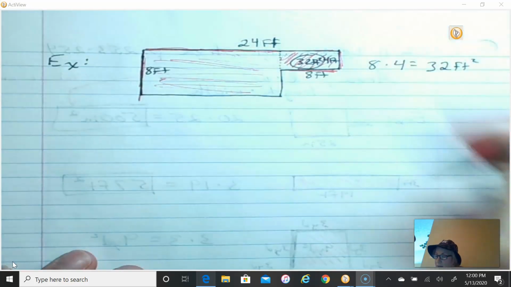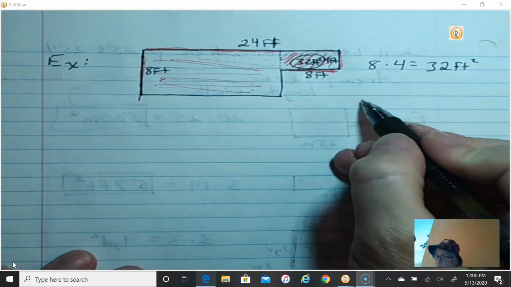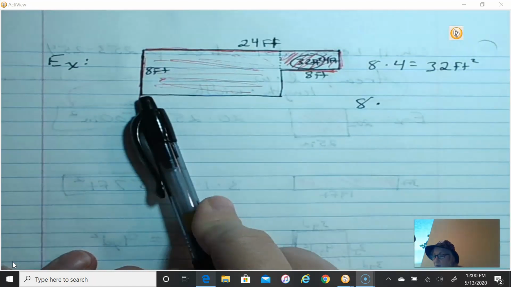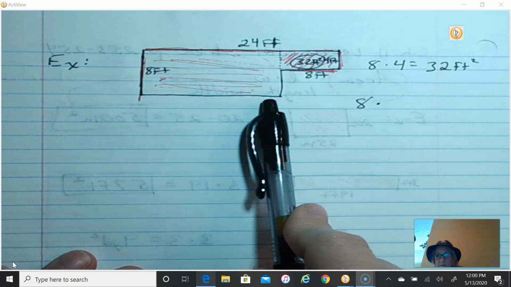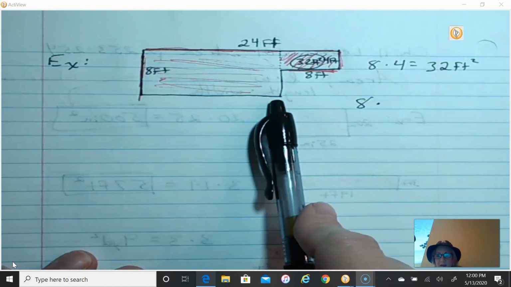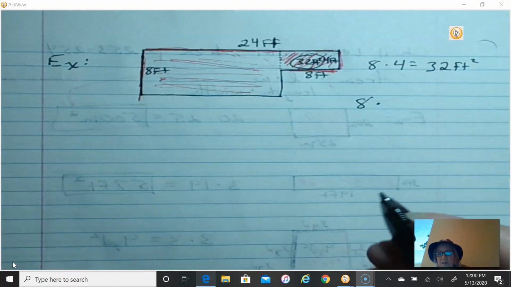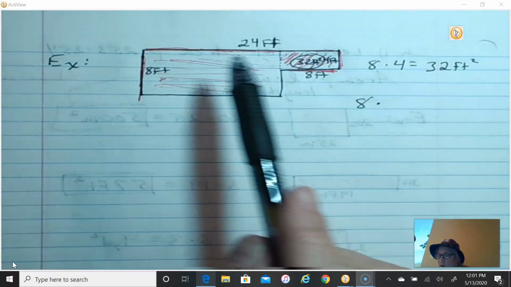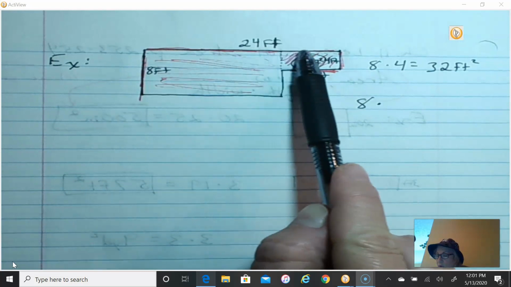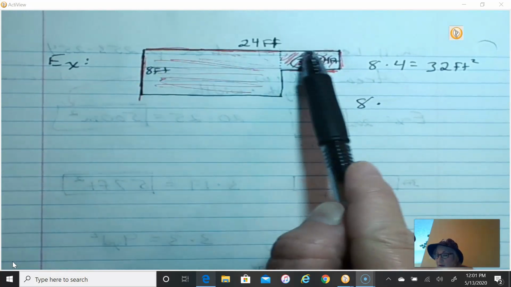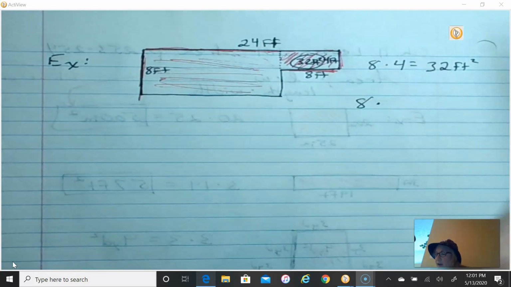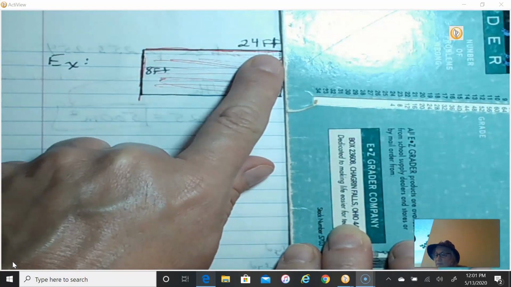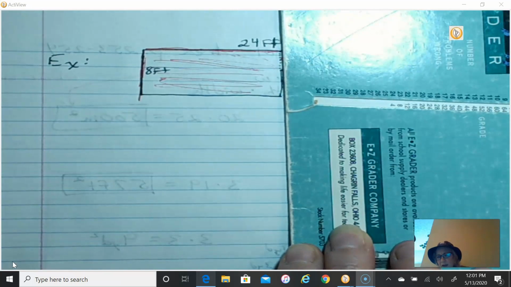We have 8 feet here, right? But what do we multiply it with? Some of you, I want y'all to start problem solving. If this, it's not 24. It is not 24 because 24 is this whole area, this whole line right here. 24 is that whole thing. We need just to here. So how do we figure that out?